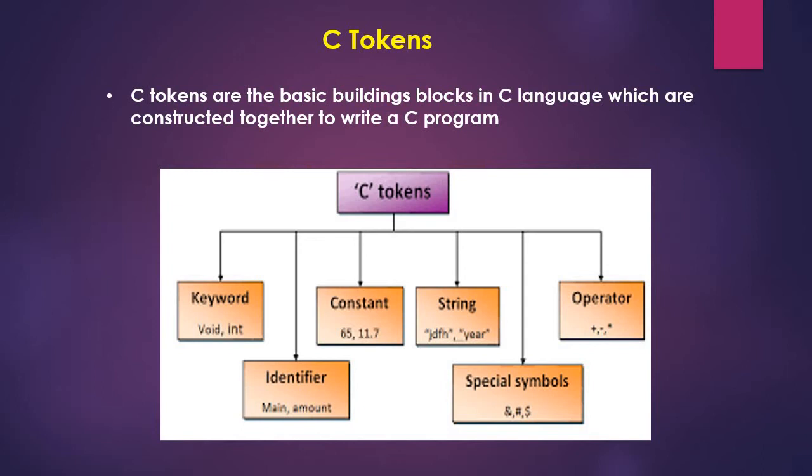Next, I am going to move on to C tokens. Tokens are nothing but the basic building blocks in the C language, which are put together to write a C program. C tokens are divided into keywords, constants, strings, operators, identifiers, and special symbols.